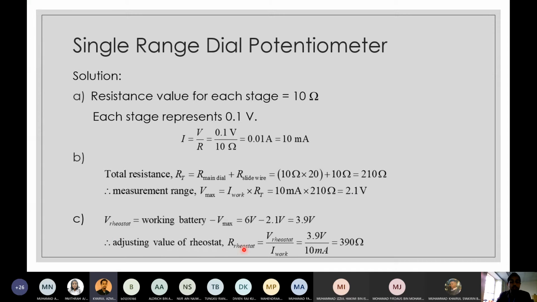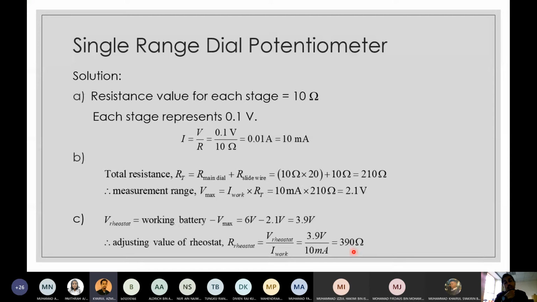Then to get the resistance for the rheostat, again, first we calculate the voltage drop. The voltage drop is equal to the voltage from the battery minus the voltage drop from the single range dial wire. So we get 3.9 volts. Because we want to maintain the current at 10 milliamps, we use this equation to set the rheostat resistance at 390 ohms. So this is how we calculate calibration for a single range dial potentiometer.